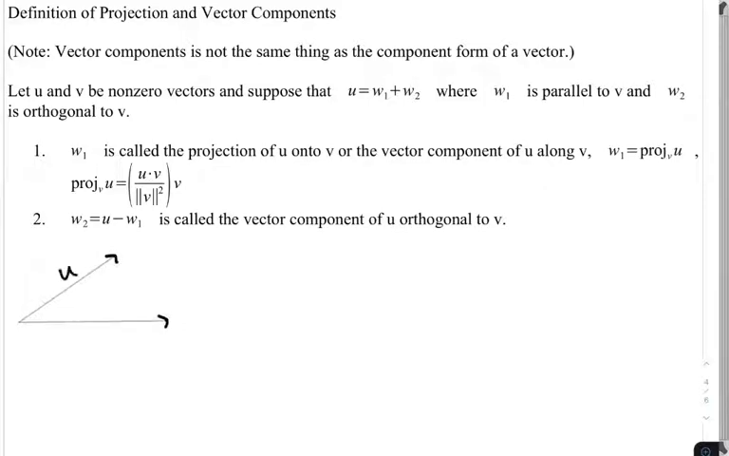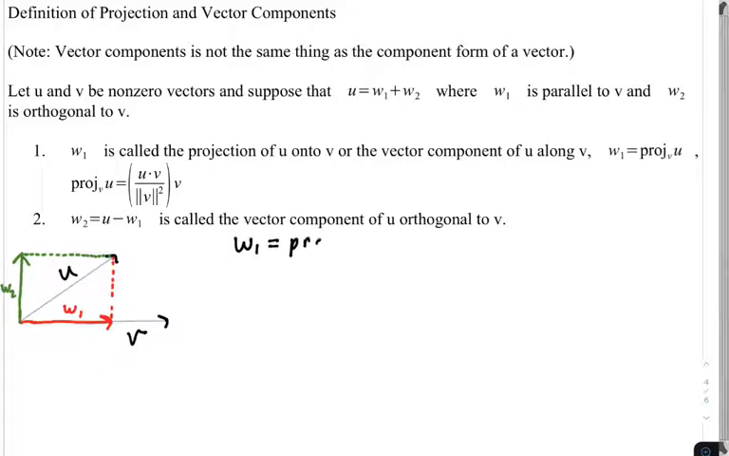So we'll draw two vectors, vector u and vector v, and we're going to look at the vector component parallel to vector v. So there's our w1, and then our orthogonal component would be w2. Okay, and notice if you add those, w1 plus w2 gets you to the terminal point of vector u, so this looks good. Okay, so let's see what we got going on here.